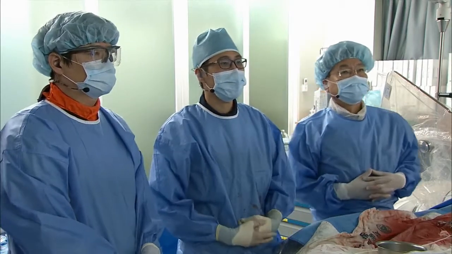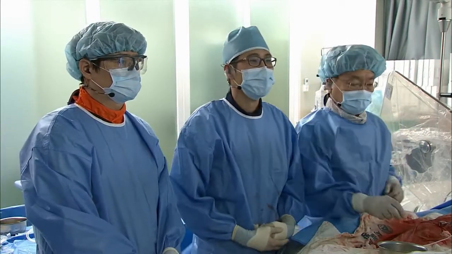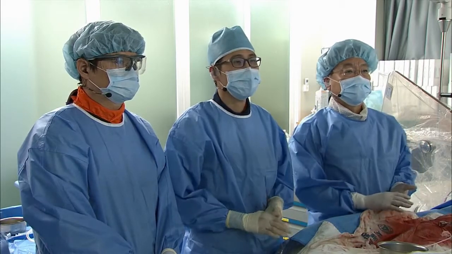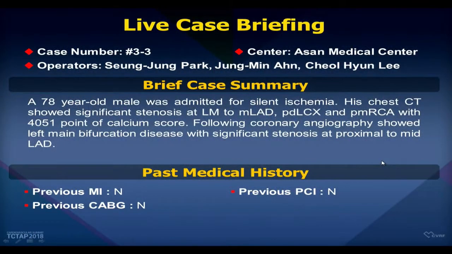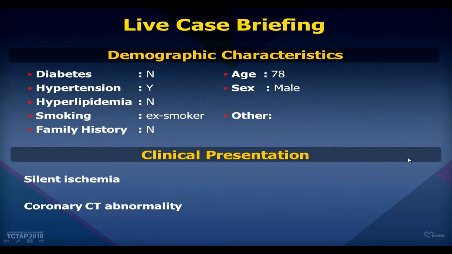This patient, a 78-year-old male, was admitted for silent ischemia. His chest CT shows significant stenosis of the left main, mid-LAD, and mid-RCA, and a very high calcium score over 4,000. Coronary angiography shows left main bifurcation disease and significant proximal mid-LAD disease with heavy calcification. He has risk factors of hypertension and is a smoker.